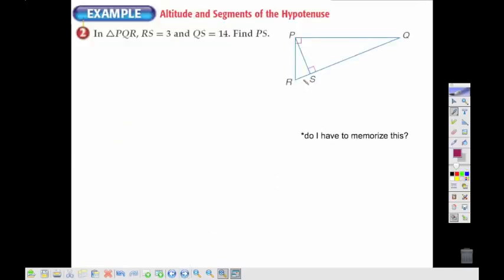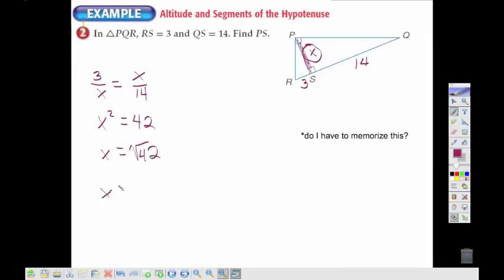We've got RS, so we should label that SQ or QS, 14. And we want to find PS right here, so I'll call that my x. Now from our theorem, the altitude is the geometric mean, so I will have 3 over x equals x over 14. That's going to give me x squared equals 42. x is the square root of 42. That can't be simplified, but we can put it in our calculator and round it to the nearest tenth. So either one of these answers would be fine.